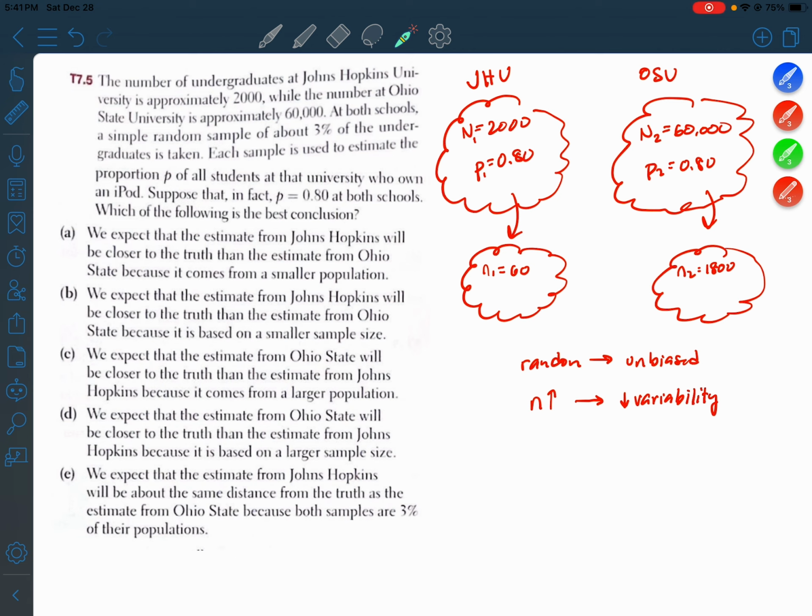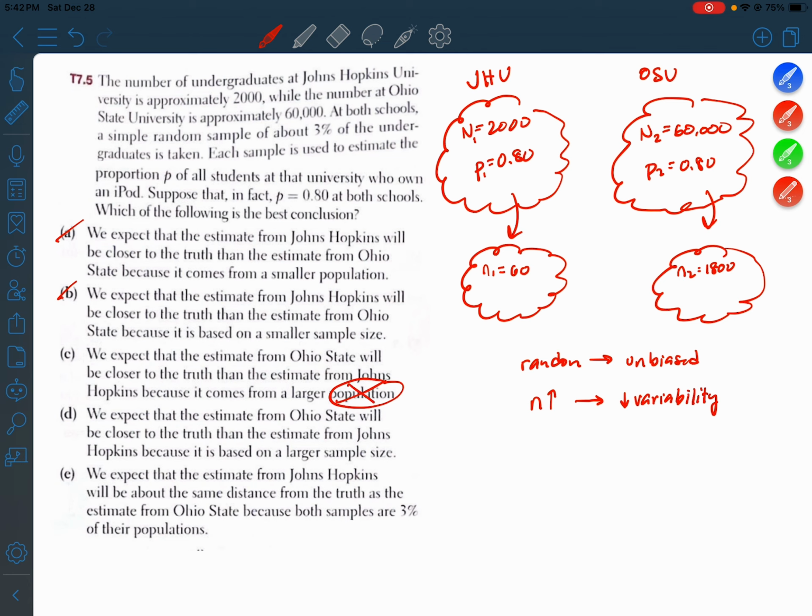All right, so let's find an answer choice that basically says that. Choice A, we expect that the estimate from Johns Hopkins will be closer to the truth. No. That one will be farther from the truth because it came from a smaller sample size. All right, choice B, we expect that the estimate from Johns Hopkins will be closer to the truth. No. C, we expect that the estimate from Ohio State will be closer to the truth than the estimate from Johns Hopkins because it comes from a larger population.